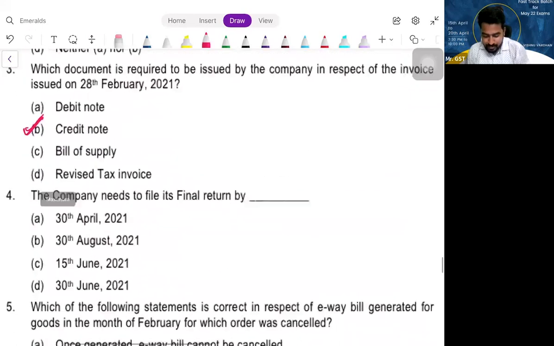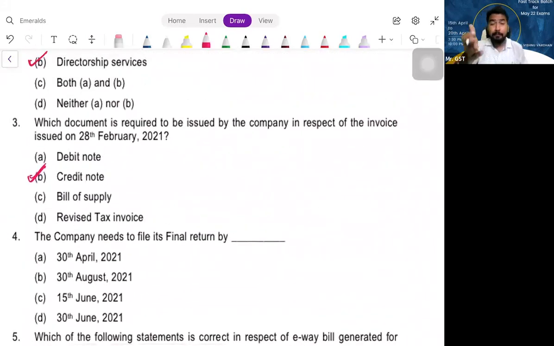Question number 4. The company needs to file its final return by 30th August. What is the provision? When should you file the final return? 30 days from the date of order of cancellation, or within 3 months from the date of application, whichever is later.